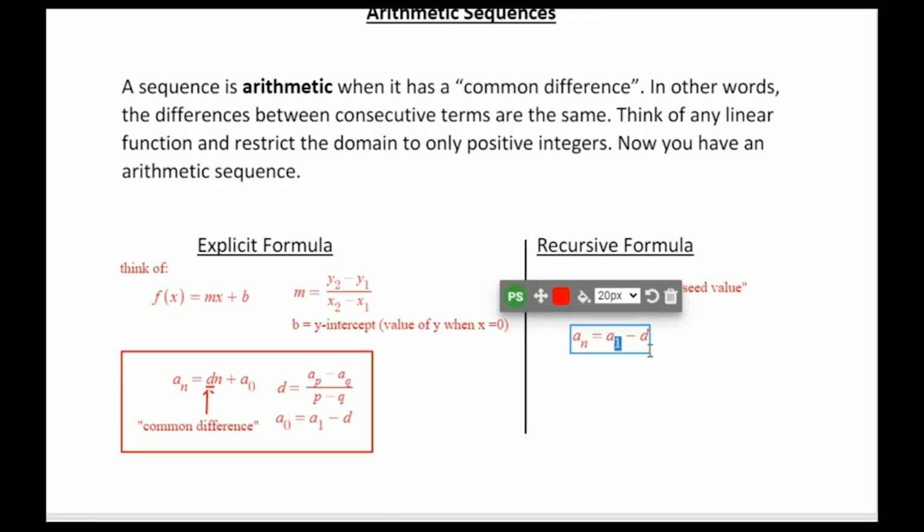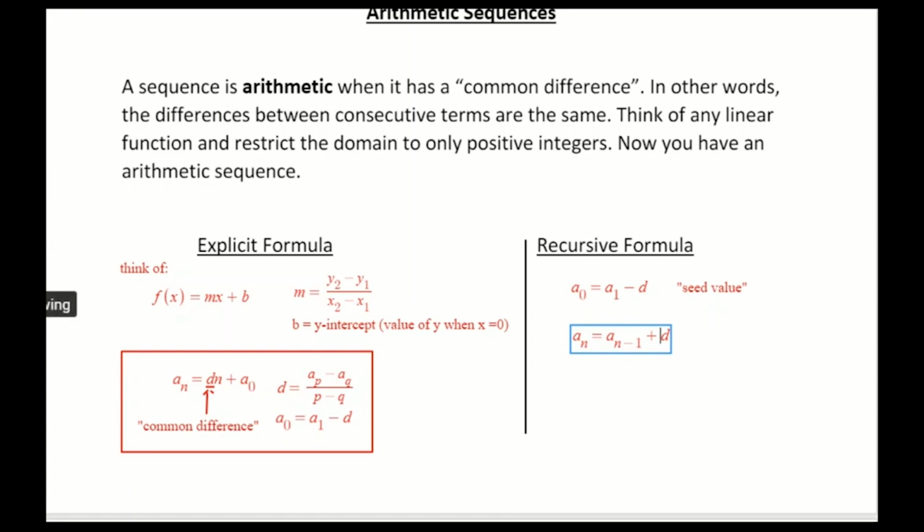Okay, so I know that notation looks a little funky, but that's all it means. Like, so if I want to know what the value of a sub 3 is, the third term, then I'm going to take the second term and I'm going to add the common difference. Or if the common difference is negative, you subtract it. And so the recursive formula is that.